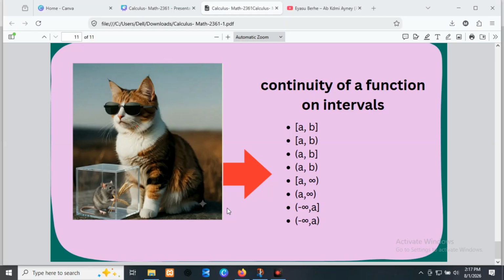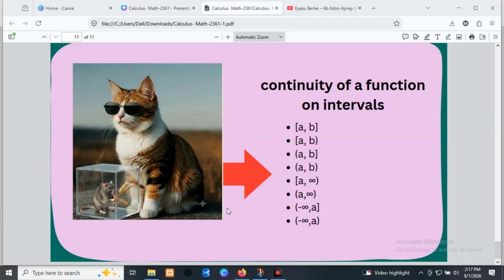So today we'll continue for the second subtitle, what we call continuity of a function on intervals. In the last part, as you know, we have seen continuity of a function at a point or at any number.